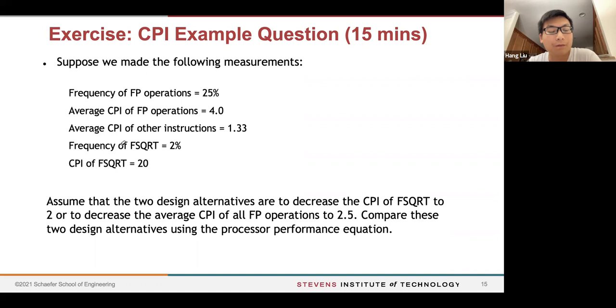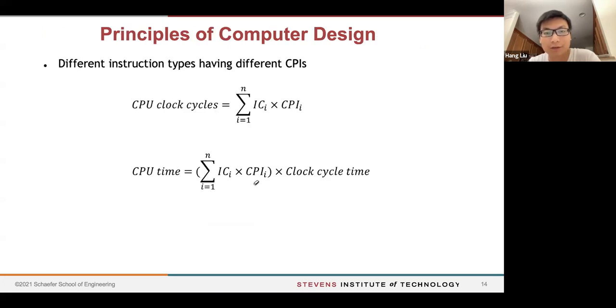The frequency of floating point square root is 2%, and the CPI of this type of instruction is 20, which is very high. Assume that the 2 design alternatives are to decrease the CPI of FSQRT to 2, or to decrease the average CPI of all the floating point instructions from 4.0 to 2.5. Compare these 2 design alternatives using the processor performance equation we have discussed here. Okay.